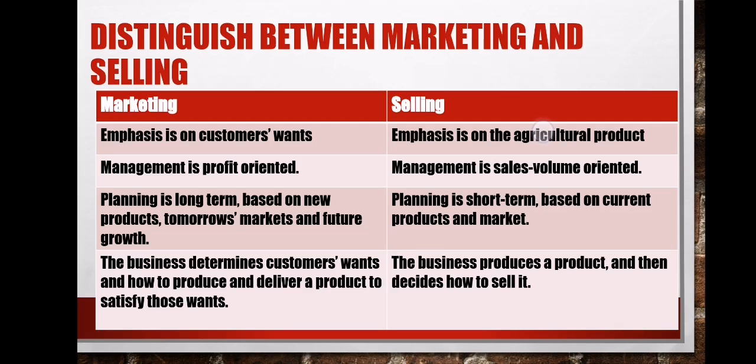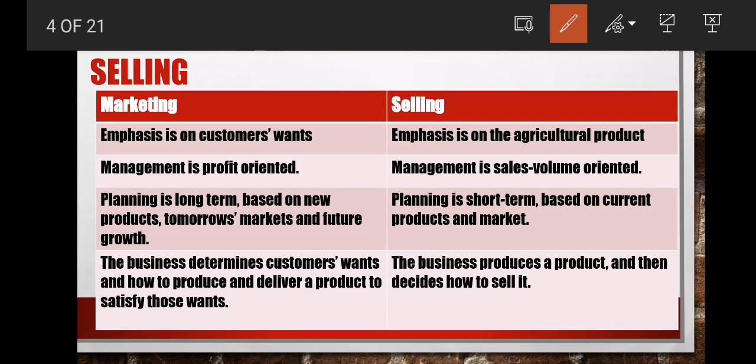The first thing, when we talk about the differences here, we say in marketing, where do we put the emphasis? We put the emphasis on the customer's want. What is the product that is required by the customer? But when we talk about selling, the emphasis focuses on the product, the agricultural product. We don't care what the customer wants. We just want to sell our product, whether the customers are in need of the product or not. But in marketing, you check first, what is it that is needed by the customers?